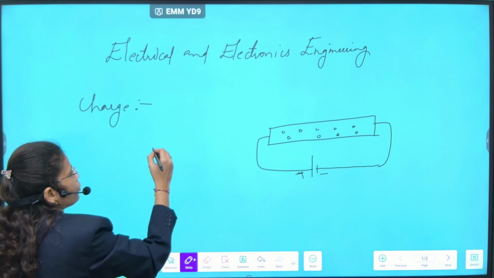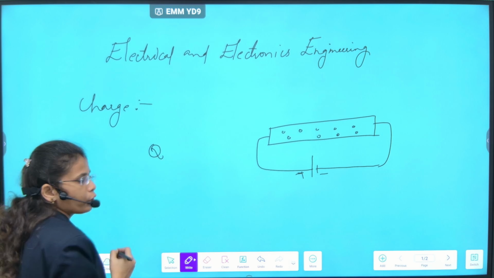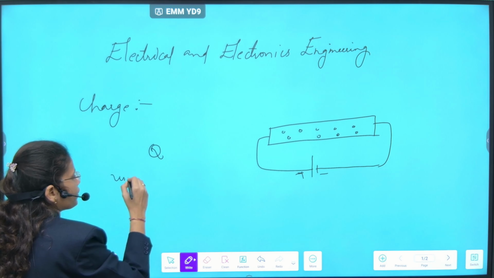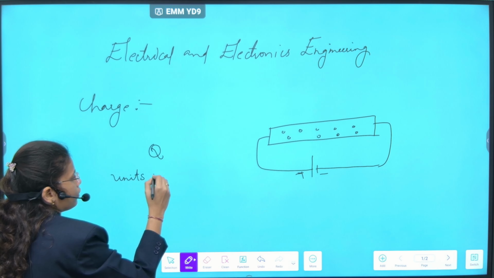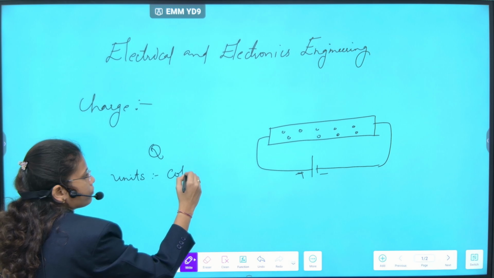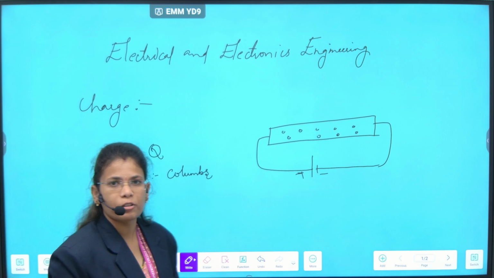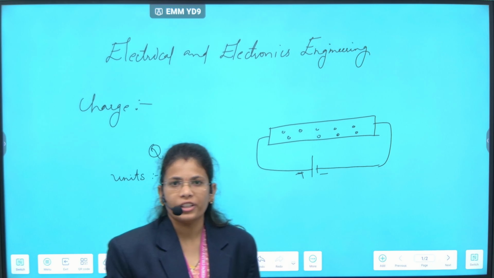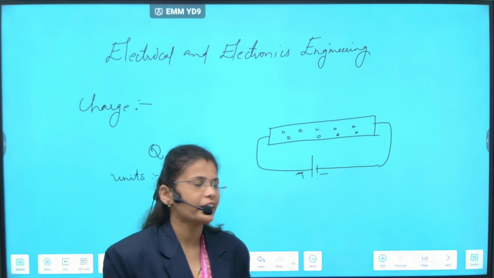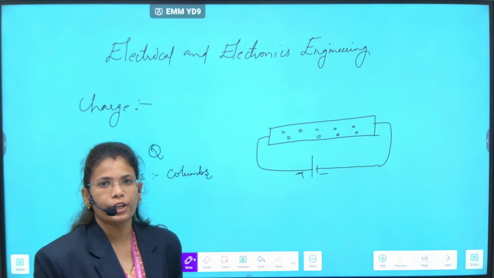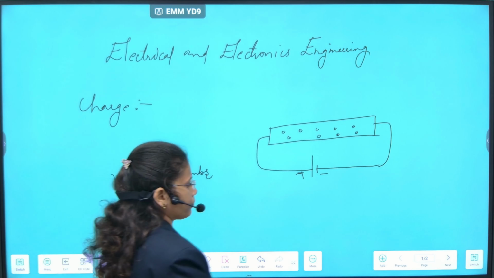The particle has the ability to move when it is applied with an electric field or magnetic field. Charge is denoted with the letter Q and the unit of charge is coulombs. Charge is nothing but the particle which experiences force when it is placed in a magnetic field or electric field.